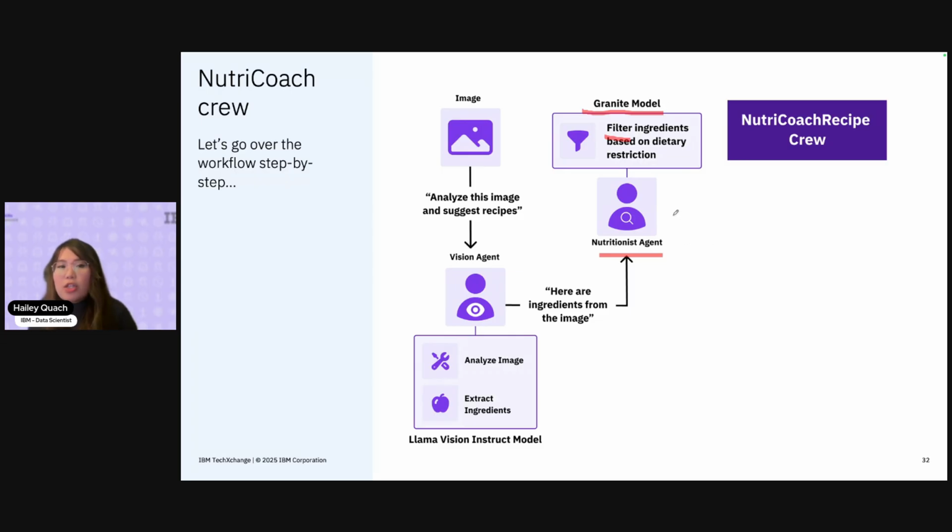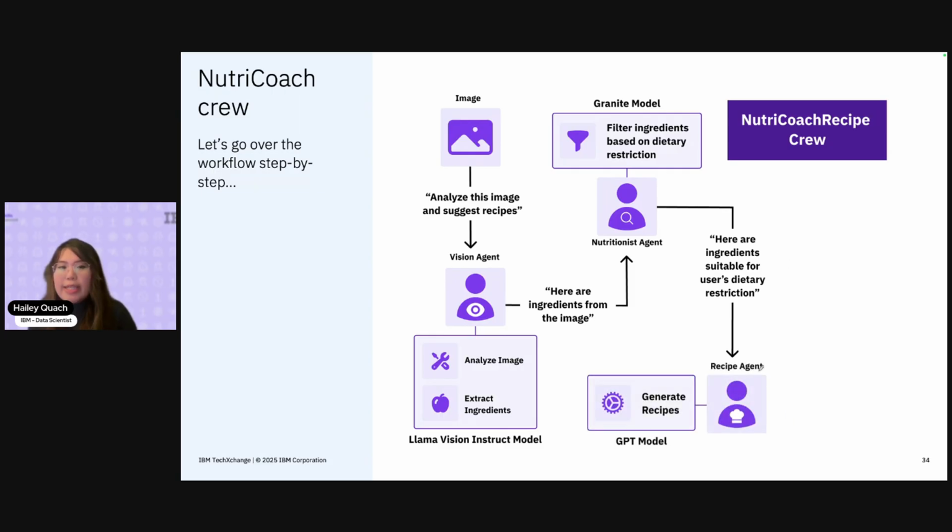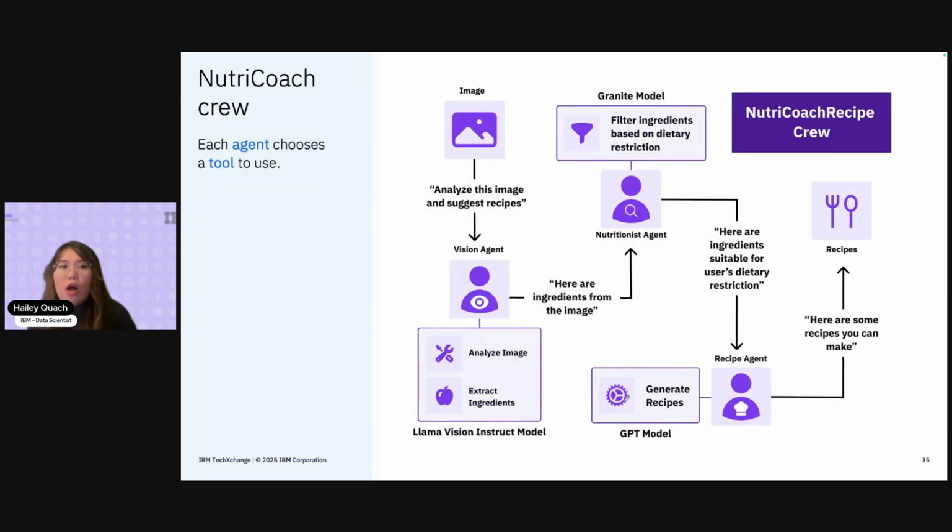After this agent finishes its task, it will produce the output, which is the filtered list of ingredients, and pass it on to the last agent, which is the recipe agent. This agent also has just one task, which is to generate recipes. For this agent, we are using the GPT-4 model, which is the default model for CrewAI. When the crew finishes all of the tasks, the user will then have a recipe at the end, which is shown in our application.